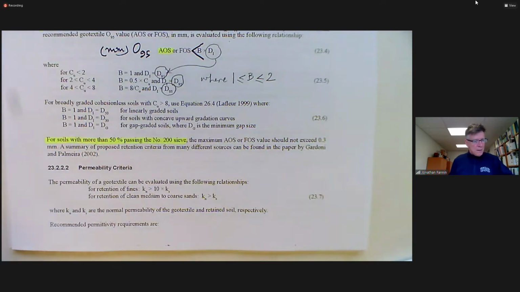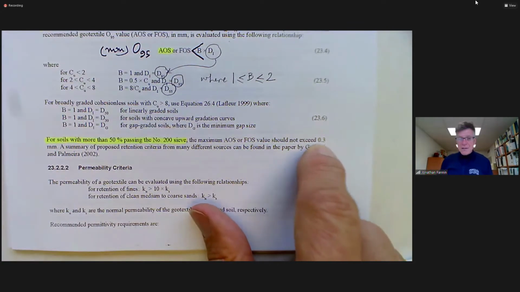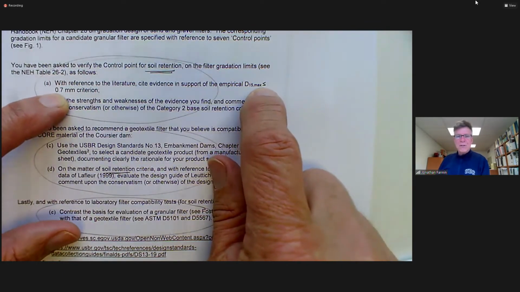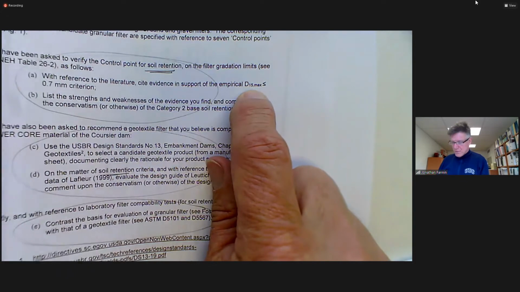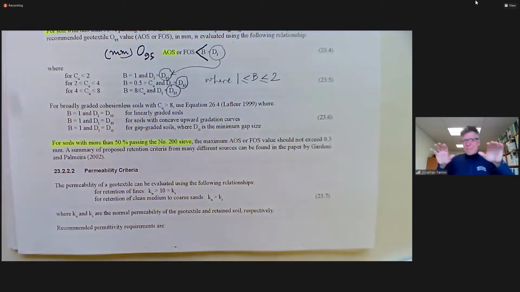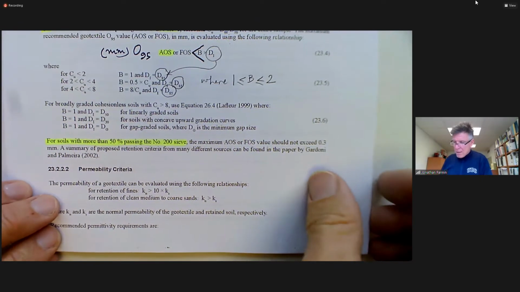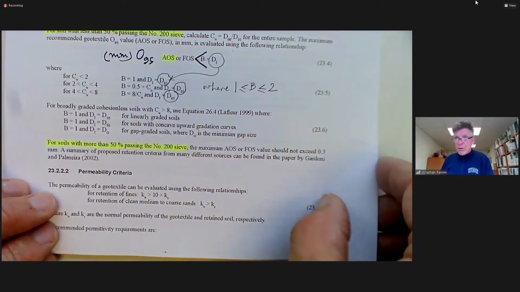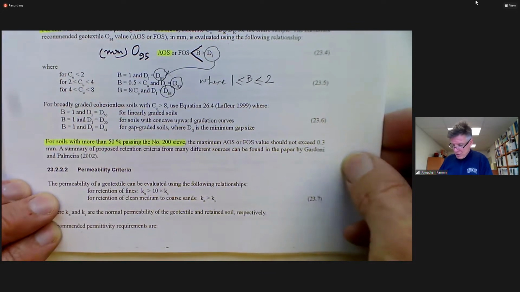And again, we see parallels. In your own time, you two will have an opportunity to explore them. But we see parallels between AOS being less than 0.3 of a millimeter and D15 being less than 0.7 of a millimeter. Remember, D15 particle size, AOS opening size. So we see similar constructs in the empirical approaches in granular and geotextile filters.